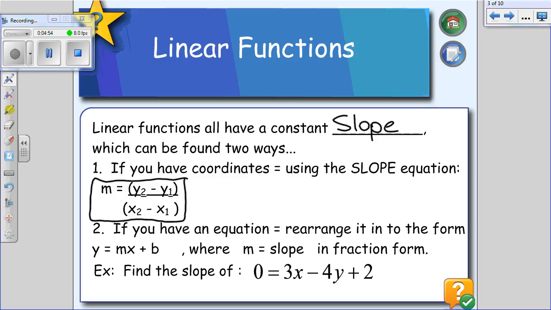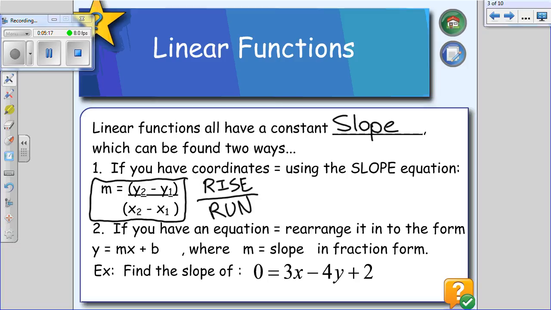That's a fancy way of saying rise over run. That's exactly what that is. Finding the difference in your y values is finding the rise, the height. Finding the difference in the x values is the run, how far along to the sides it moves.